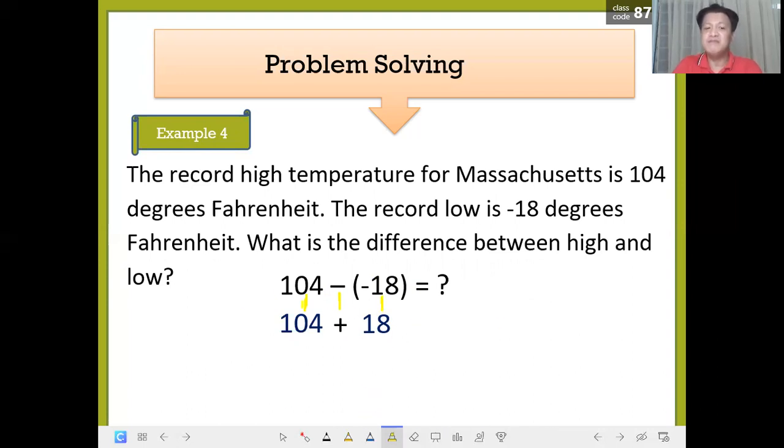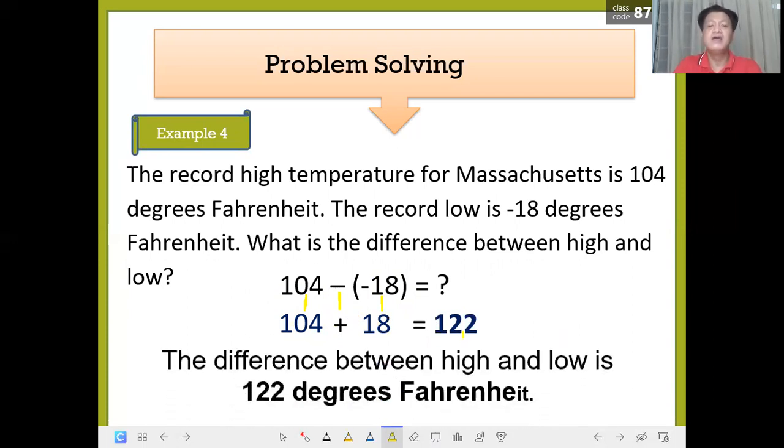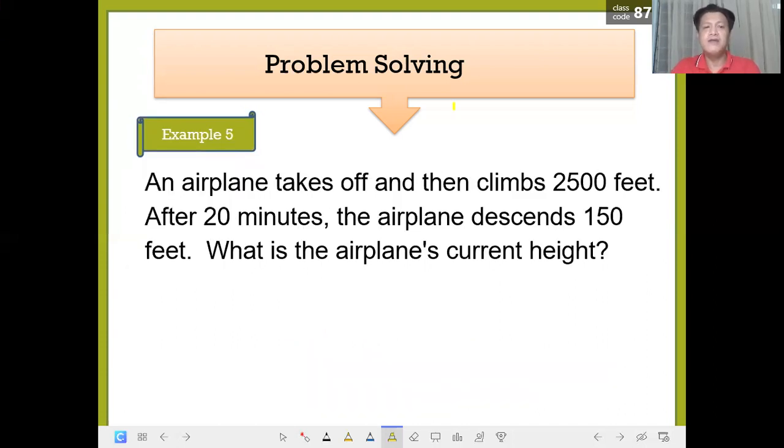Since they have the same sign, both positive, kaya 104 plus 18, that is 122. Okay, so meaning to say, the difference between high and low is 122 degrees Fahrenheit. Yan ngayon yung sagot natin doon sa tanong sa problem number 4. Okay, for the last problem, an airplane takes off and then climbs 2,500 feet. After 20 minutes, the airplane descends 150 feet. What is the airplane's carrying height?